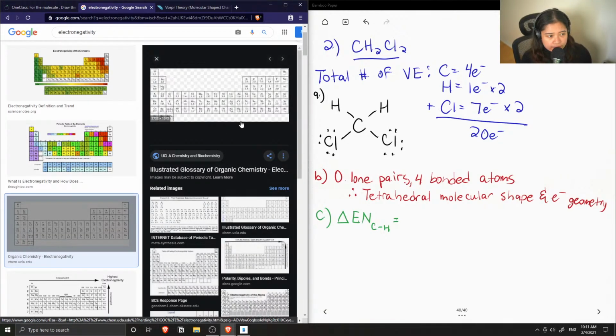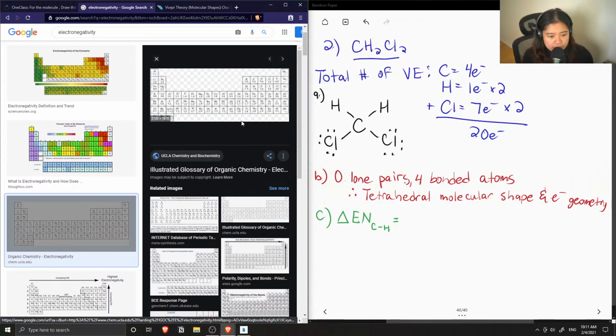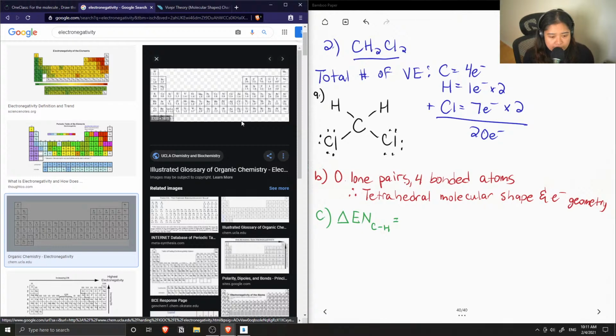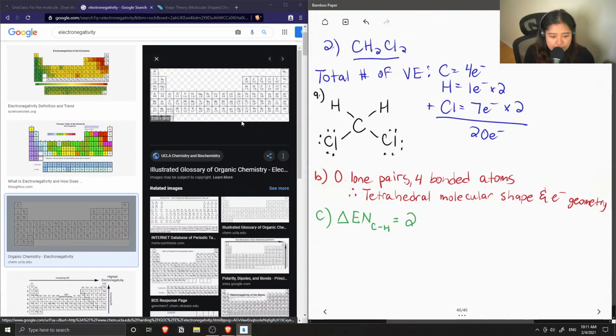Okay, so here's one chart, or periodic table, that lists all of their electronegativity values. So it's kind of rounded off, but for carbon, its electronegativity value is 2.5, and hydrogen's is 2.1. So the difference between the two is 0.4. So this makes the carbon-hydrogen bond nonpolar. And we know that because their difference in electronegativity is less than or equal to, well, equal to in our case, 0.4.